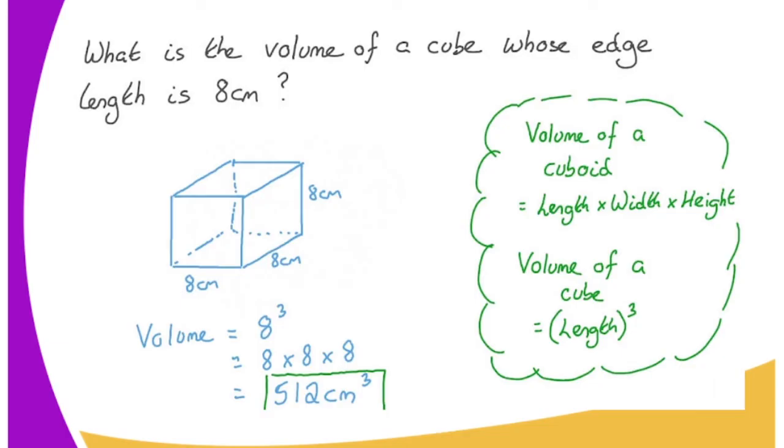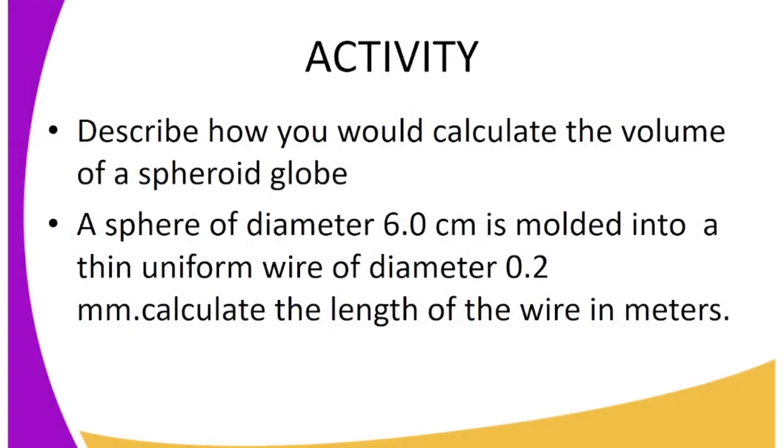And that is the end of our lesson. And I have an assignment for you. Number 1, describe how you calculate the volume of a spheroid globe. Number 2, a sphere of diameter 6 centimeters is molded into a thin uniform wire of diameter 0.2 millimeters. Calculate the length of the wire in meters.